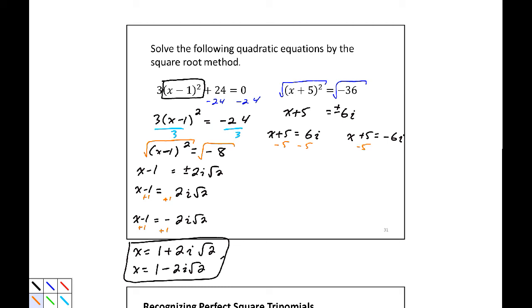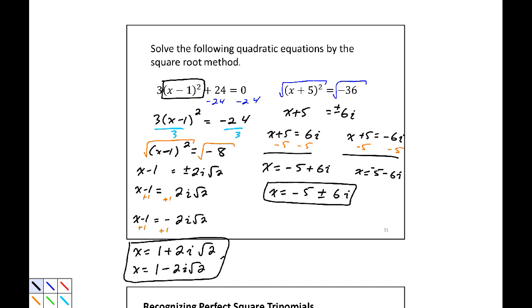Now, notice, again, I am not combining any terms together. The i term and that constant are two different things. So I have x equals negative 5 plus 6i, and over here, this is going to be negative 5 minus 6i. And again, I can also write that as negative 5 plus or minus 6i. So either of these forms will work.